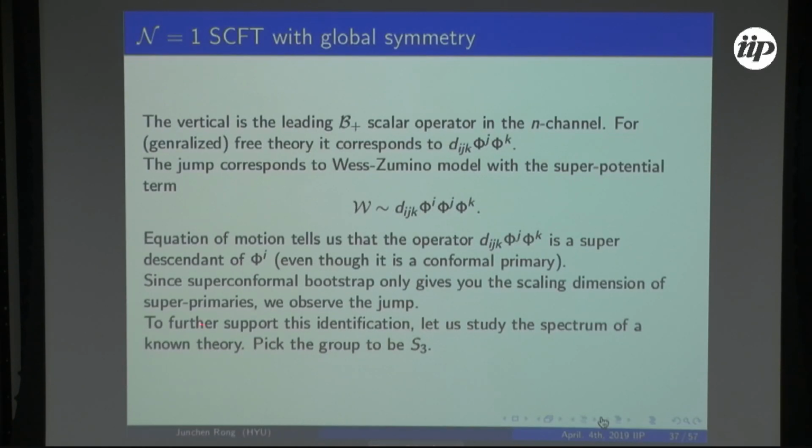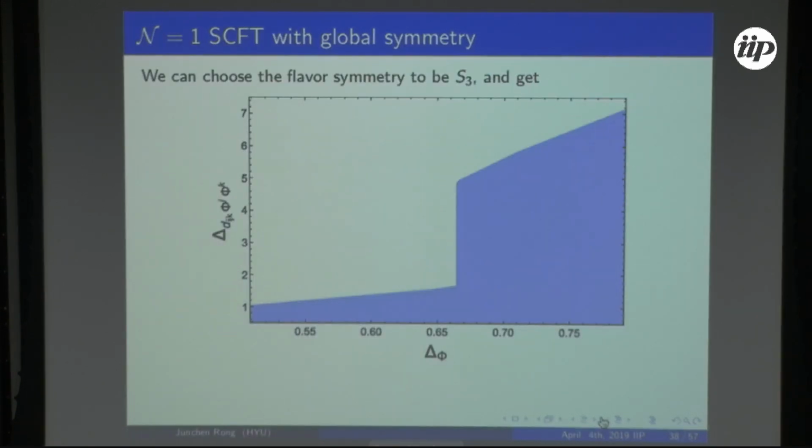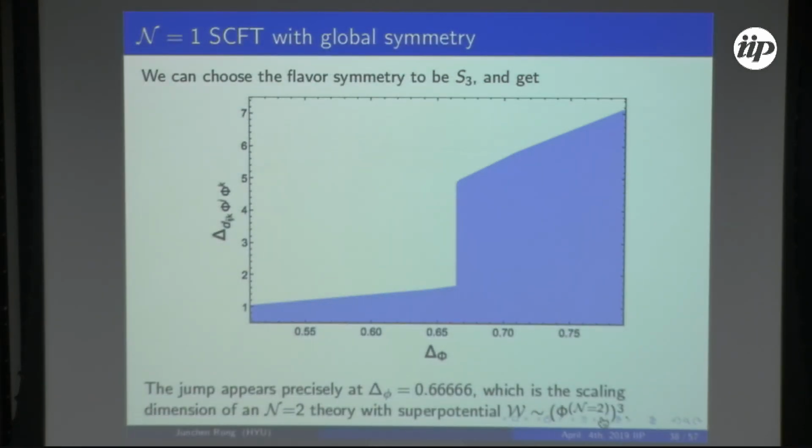To further support this identification, let's see the spectrum of a known theory. Let's pick the group to be S3 instead of S4, and you can do a similar plot. The jump appears precisely at 0.666, which is the scaling dimension of the N=2 theory with Wess-Zumino superpotential of this form. So what I'm seeing here is that this N=2 Wess-Zumino minimal model, in terms of N=1 language, has its R symmetry broken into S3, but you have another N=1 supersymmetry.